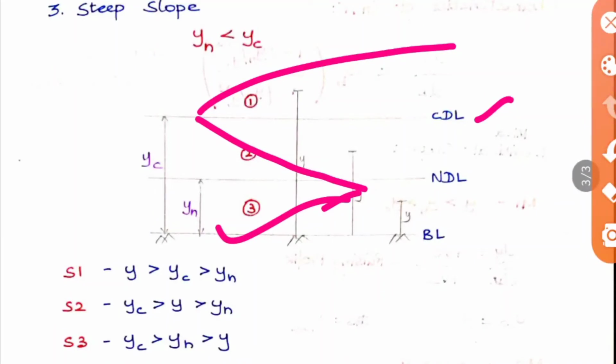So this is your S1, S2 and S3. Out of these three, S1 is your subcritical flow and S2 and S3 are your supercritical flow.